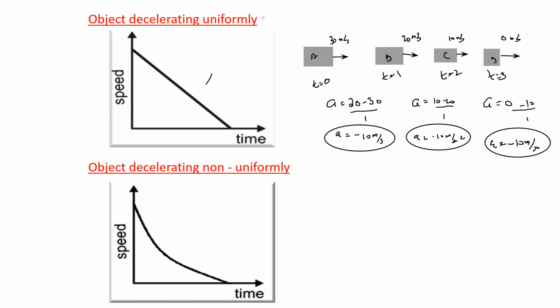So what will be the shape of the graph? For example, if we mark the numbers here 1, 2, 3, this is 0, and this is say 10, 20, and 30. So when time is 0, it was 30. When time is 1, it is 20. When time is 2, it is 10. And when time is 3, it is 0. So when you join the points, it will appear as the line shown. Is it clear? This part, the speed-time graph.